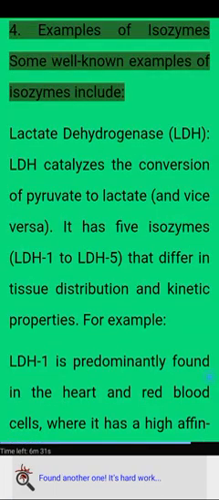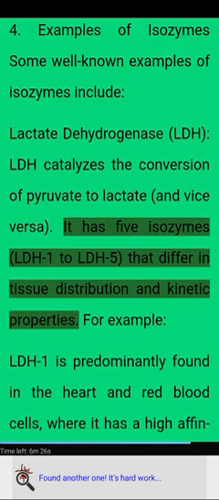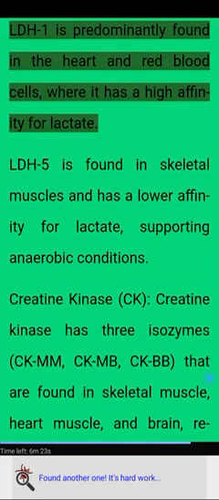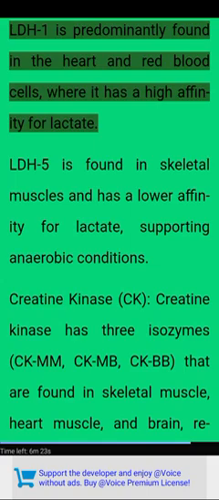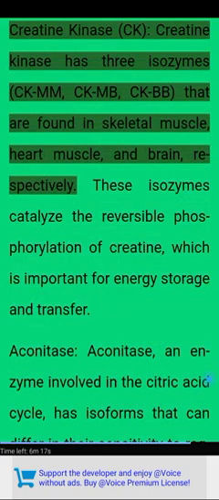4. Examples of isozymes. Some well-known examples of isozymes include lactate dehydrogenase (LDH). LDH catalyzes the conversion of pyruvate to lactate and vice versa. It has 5 isozymes, LDH1 to LDH5, that differ in tissue distribution and kinetic properties. For example, LDH1 is predominantly found in the heart and red blood cells, where it has a high affinity for lactate. LDH5 is found in skeletal muscles and has a lower affinity for lactate, supporting anaerobic conditions.